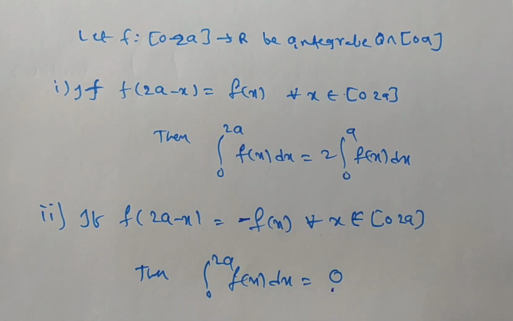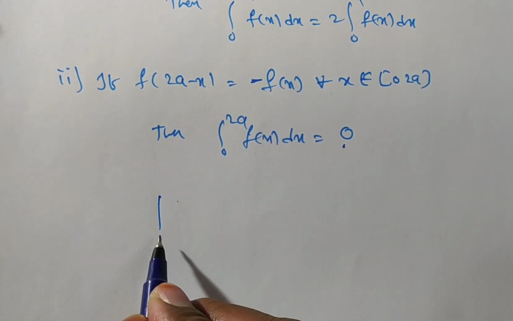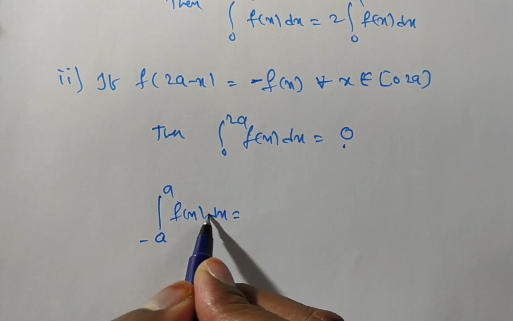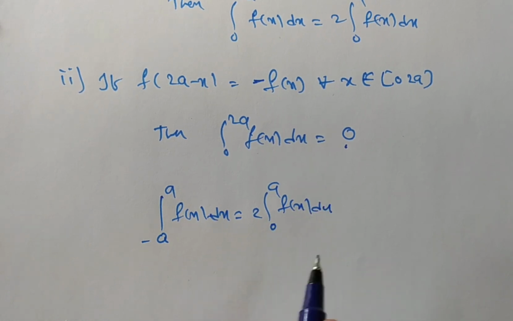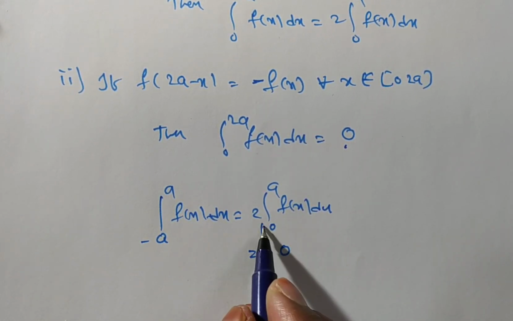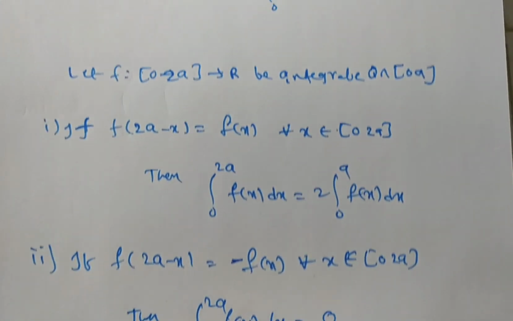Moreover, we have one more theorem, that is, the integral from minus a to a of f of x dx is equal to 2 times the integral from 0 to a of f of x dx if f of x is an even function, and 0 if it is an odd function. We will use all these formulas to solve this given integral.